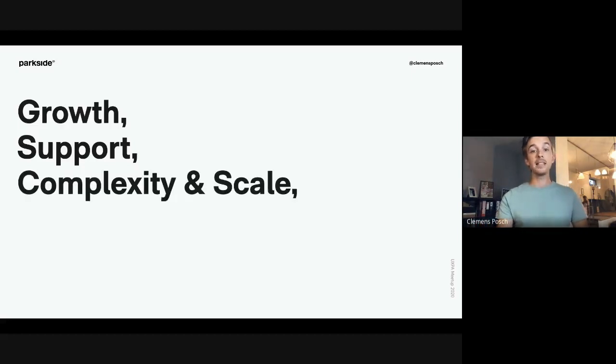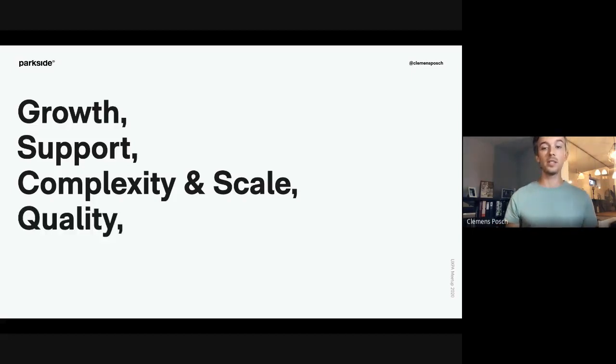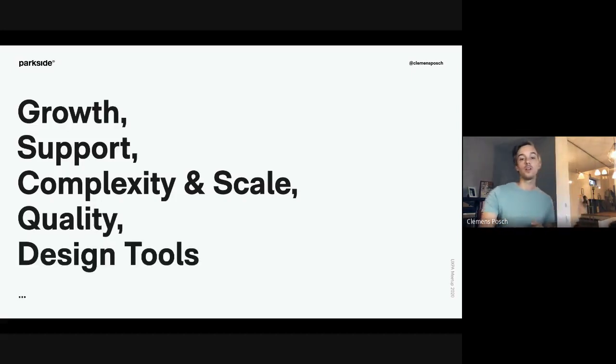Our design solutions became more and more complex and projects got bigger, meaning more designers had to work simultaneously on one project. Of course, we needed to improve the quality and impact of our design outputs, and our design tools become more complex in proportion to the systems being designed. So I think a lot of these challenges sound familiar to you.